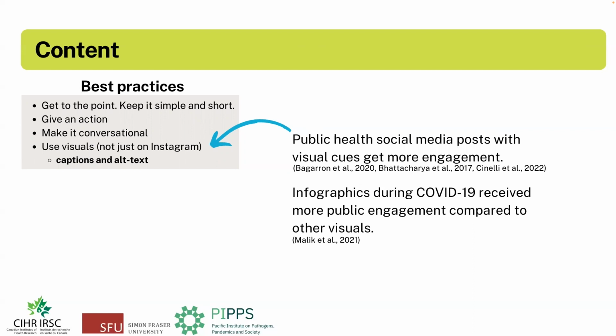And this is a big one. Try to always use visuals, emojis, a photo, infographics, something. Researchers have found that public health social media posts with visual cues get more engagements compared to posts without. And one study found infographics were more likely to be engaged with on social media during the pandemic compared to other visuals. And this is something to keep in mind when you're explaining complex topics.